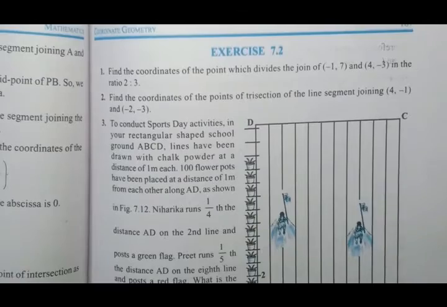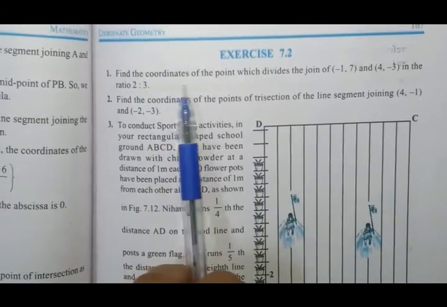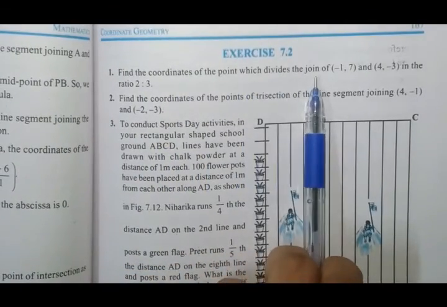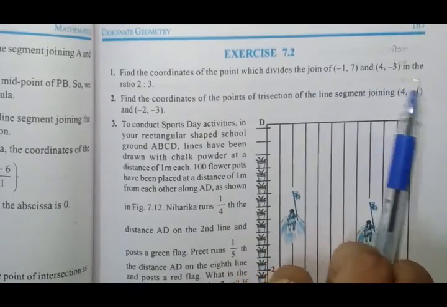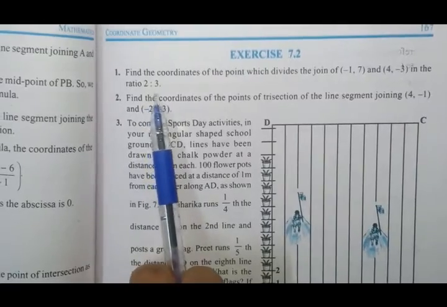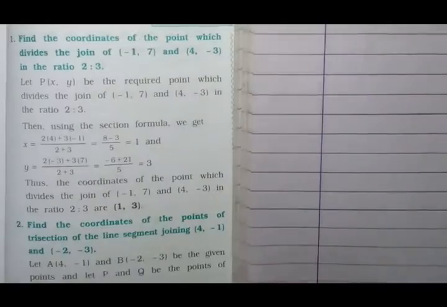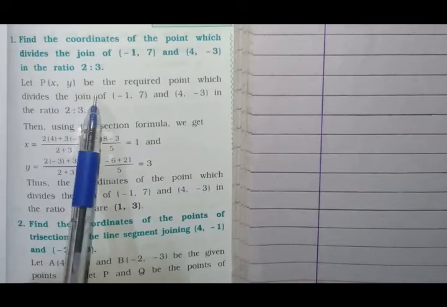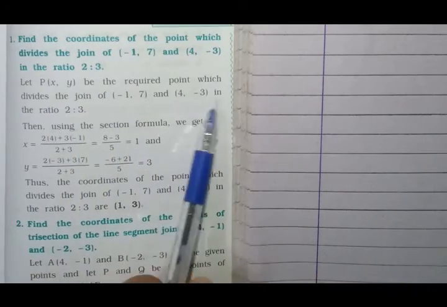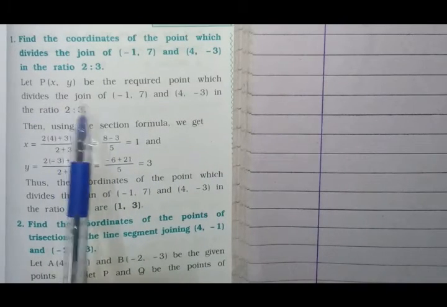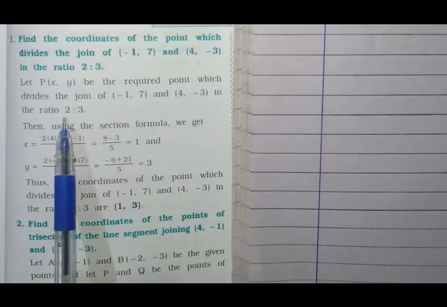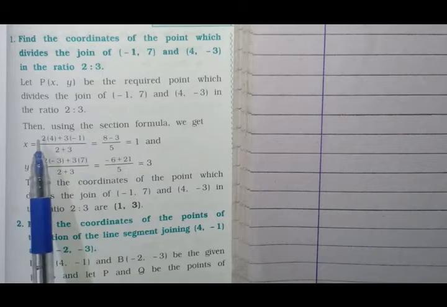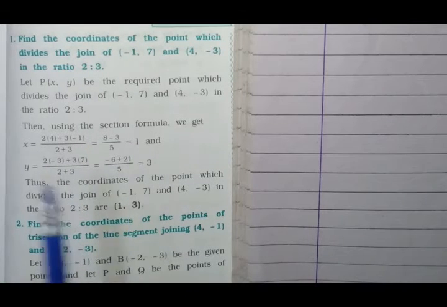Now exercise number 7.2. Find the coordinates of the point which divides the join of (minus 1, 7) and (4, minus 3) in the ratio 2 to 3. Let P (x, y) be the required point which divides the join of (minus 1, 7) and (4, minus 3) in the ratio 2 to 3. For this we have to use the section formula.